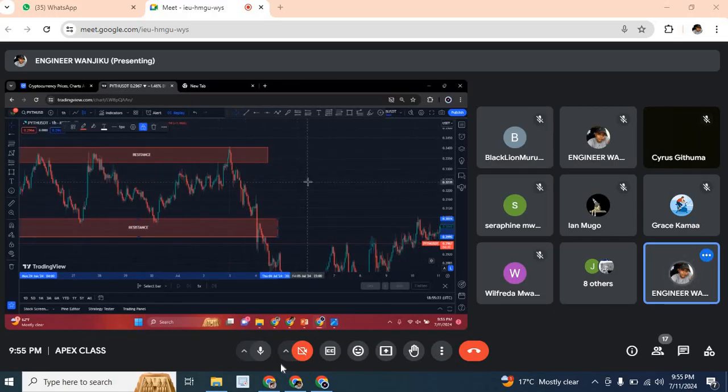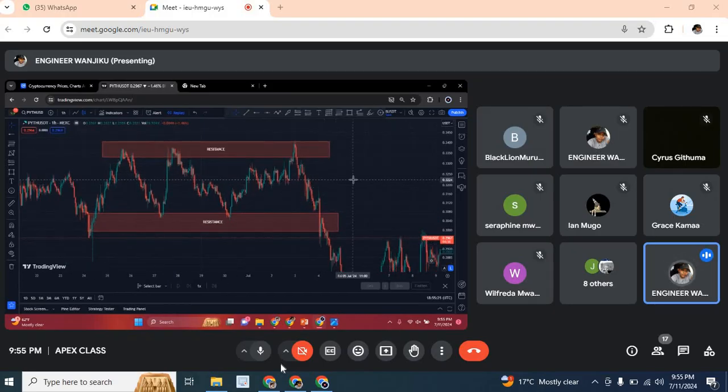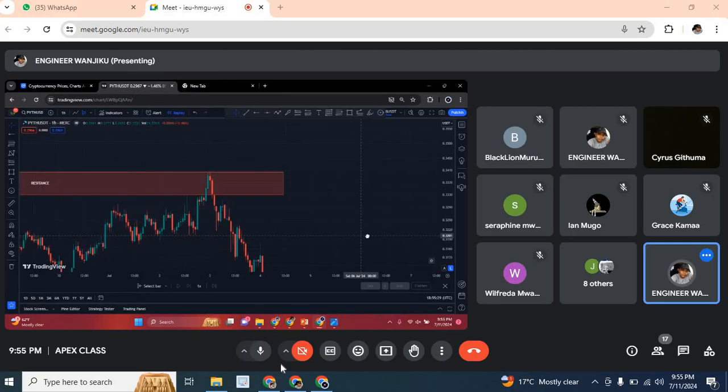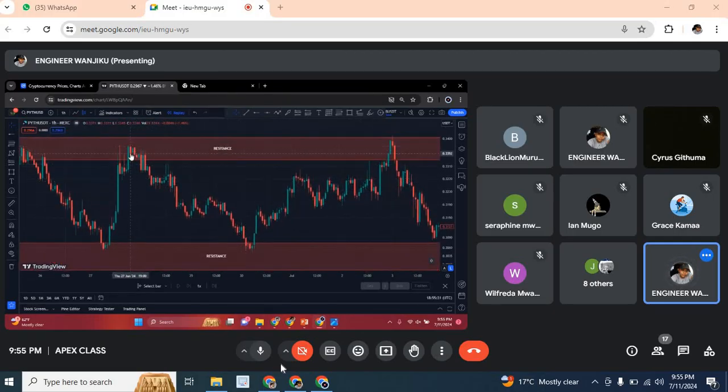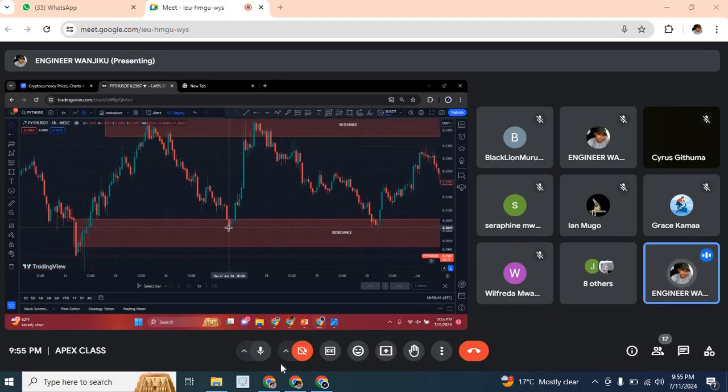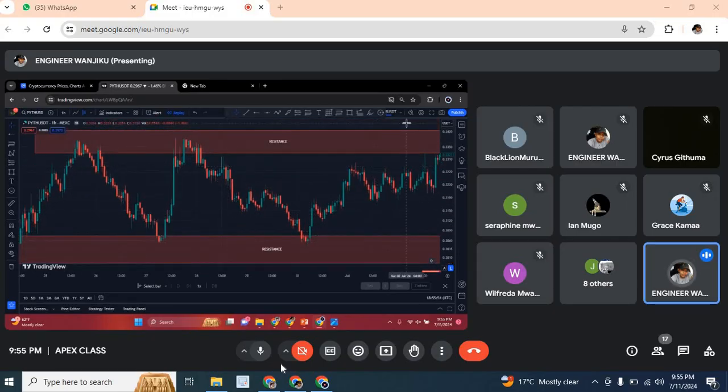And if you notice, the order blocks that were within the support and resistance zone actually performed so well. If I come to this point right here, you'll notice that we had the last green before significant sell, and the market actually respected that, came back to trigger that last green before significant sell, and actually sold. If you come back here, let's try a bullish order block, the last red before significant buy. The market actually came back to retest that before actually buying.